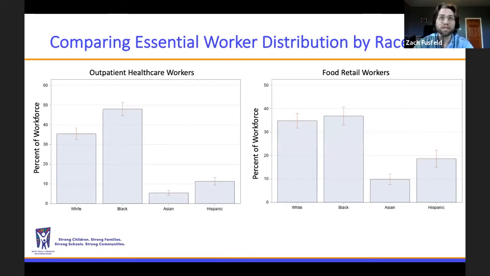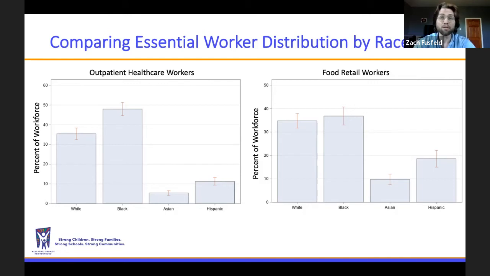So here we have two examples. For the sake of time, I'm not going to go over all of the essential worker categories because that would be like a 45-minute presentation. But we have two examples here comparing the proportion of workforce by racial category in outpatient healthcare workers and food retail workers. And so as you can see, for outpatient healthcare workers, Black people make up approximately 48% of the workforce, with a 95% confidence interval from about 45 to 51, versus white workers who made up approximately 36% of the workforce, with a confidence interval from 32 to about 38.